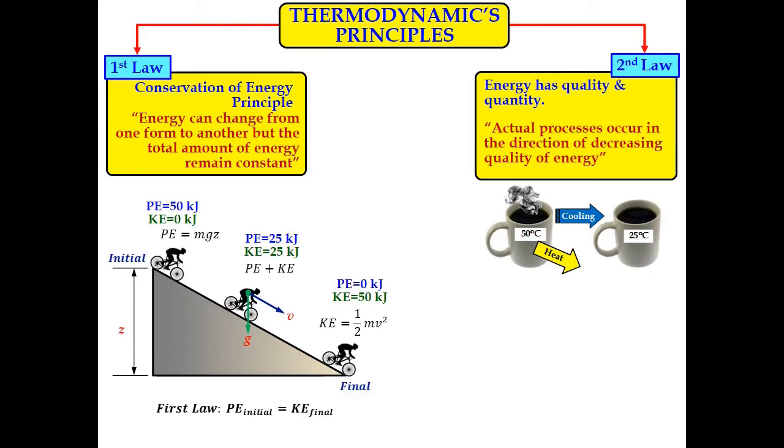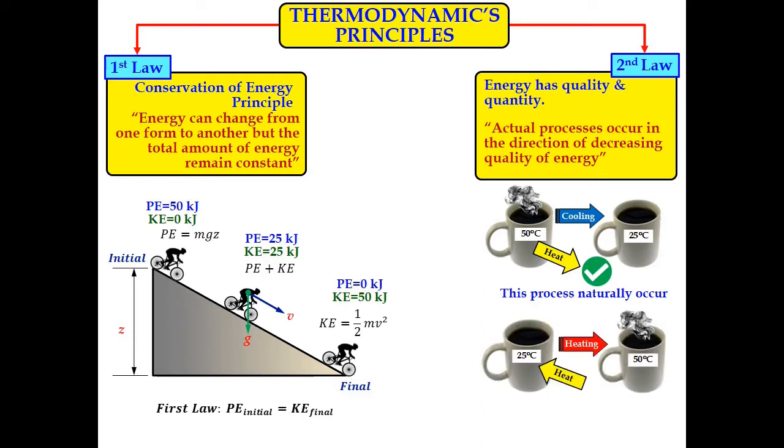At the beginning, the temperature is 50 degrees Celsius. Naturally, after a period of time, this coffee will cool down to 25 degrees Celsius due to the heat rejection to the surrounding. This process naturally occurs. The energy decreases throughout the process where the heat is released, so the quality of the energy decreases throughout the process.